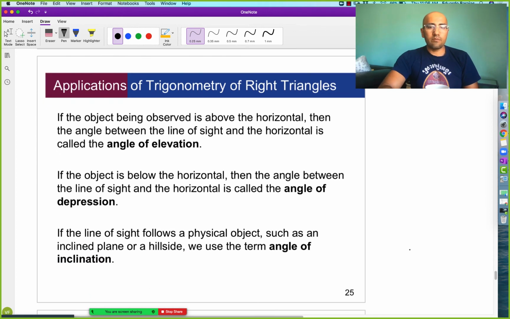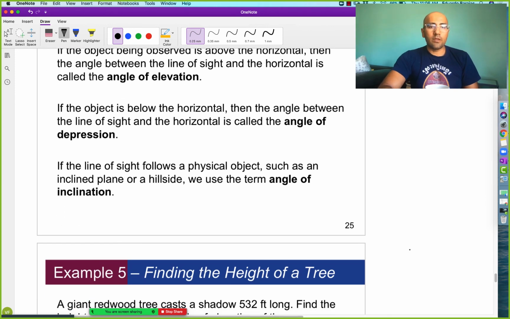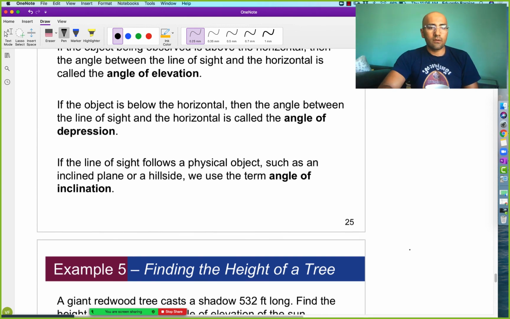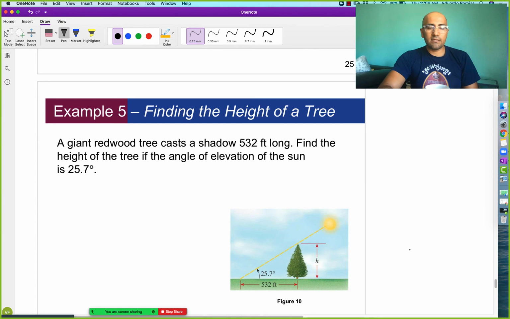If an object being observed is above the horizon, then the angle between the line of sight and the horizontal is the angle of elevation. If the object is below the horizontal, then the angle between the line of sight and the horizontal is the angle of depression. Okay, so keeping that in mind, a giant redwood tree casts a shadow 532 feet long.